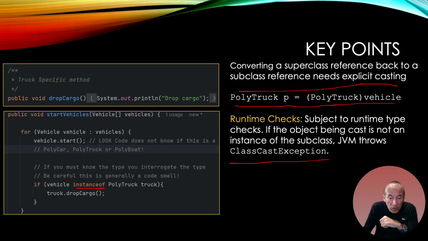All right, this is not going to crash at runtime, and if it's not a polymorphic truck, it's just going to move on. If you do this kind of code where you force something from one type to the other type, you're most likely at some point going to run into a runtime exception, and we want to avoid that.